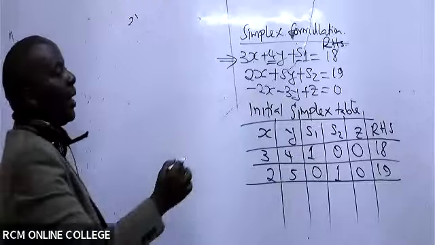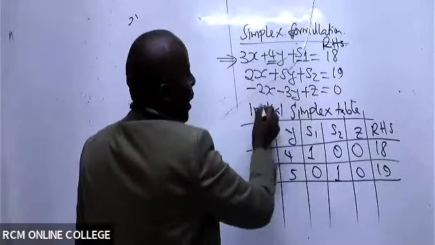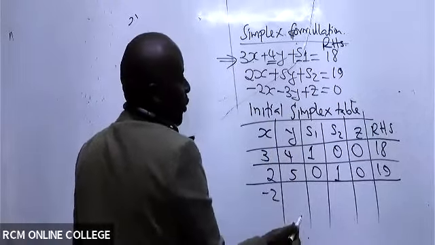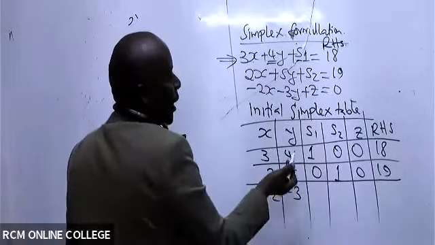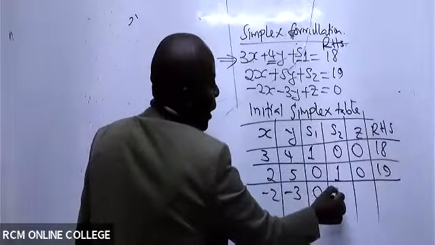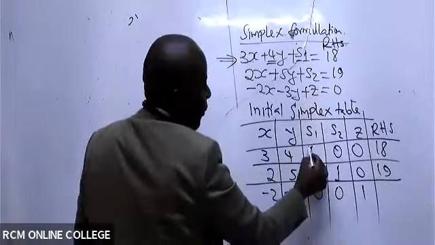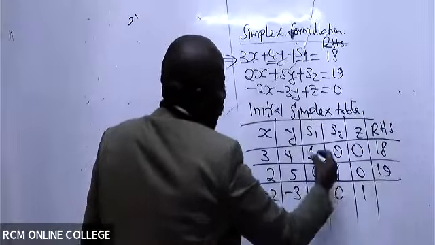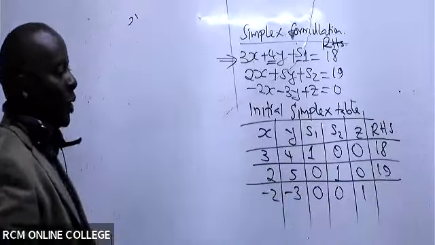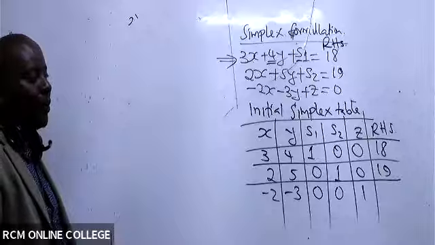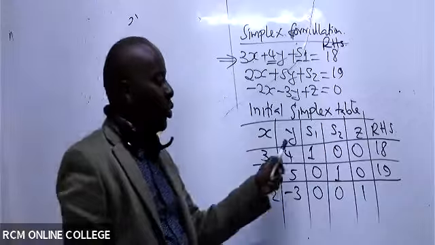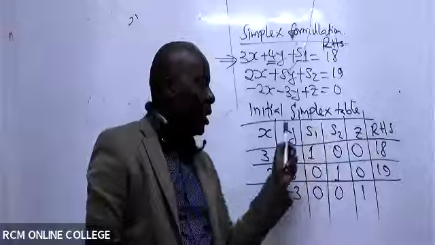Then we come here, ladies and gentlemen. Here, what do we have? We have -2 for x. We have -3 for y. We don't have S1. We have Z. Z is 1. So you can see, if you're keen enough, you'll be able to see this side. We have what we call an identity matrix. Identity matrix in matrices. So 1, 1, 1, and then the others are zeros.